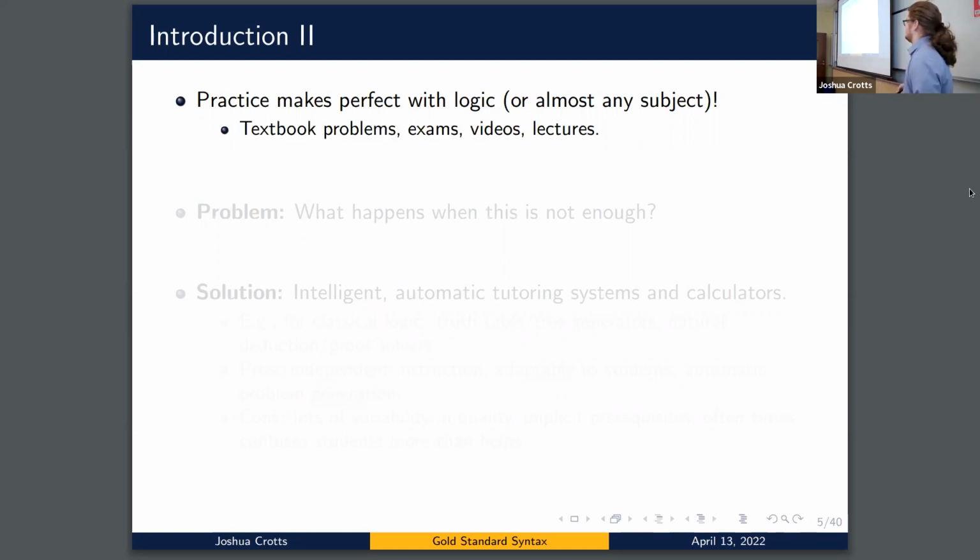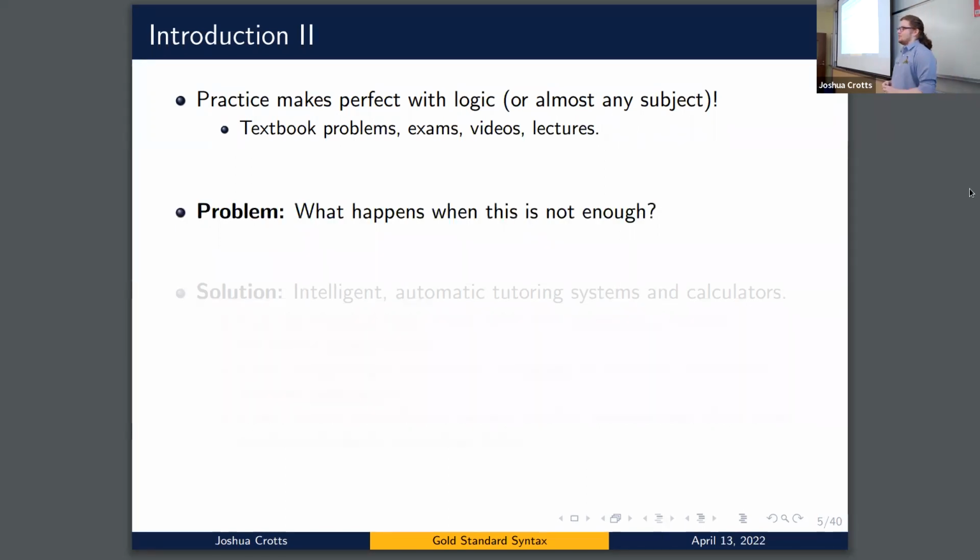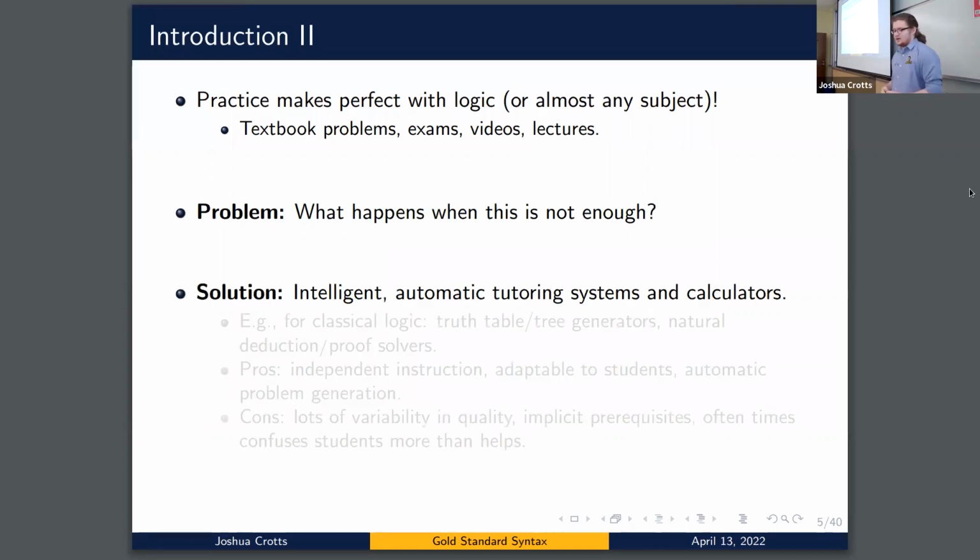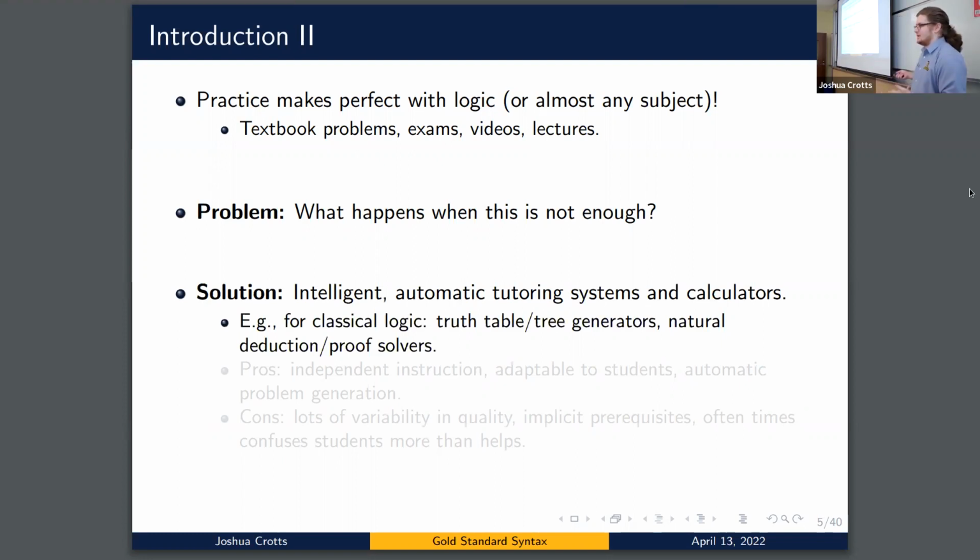And where do you get this practice? Well, you get it through textbook problems, you get it through exams, videos, lectures, things like that. Problem though, what happens when that's not enough? Perhaps the textbook problems just don't give the student everything that they need to succeed. That's entirely possible. One of those solutions comes through intelligent tutoring systems and calculators. So what do we mean by calculators? Well, you have things like truth table and truth tree generators. You have proof solvers, natural deduction calculators. They're all over the internet. You can find them essentially everywhere you go.